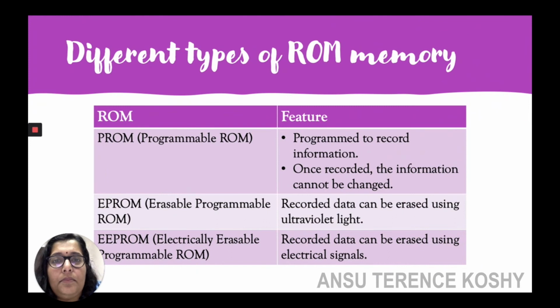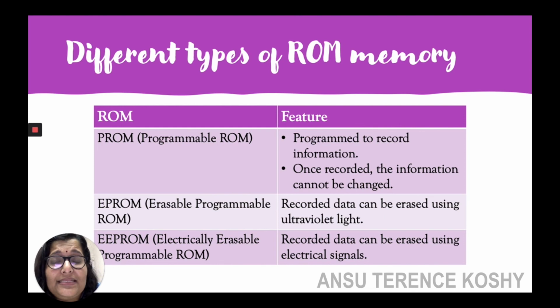Now let's talk about different types of ROM memory. ROM memory is again classified into three types. They are listed below. The first one is PROM or programmable ROM. It is programmed to record information. Once it is recorded, the information cannot be changed. That is, you can only record once in this PROM.